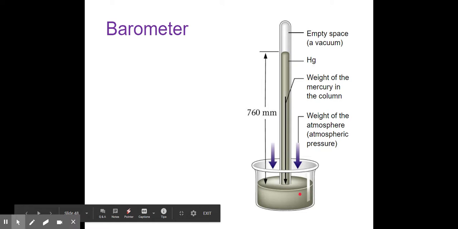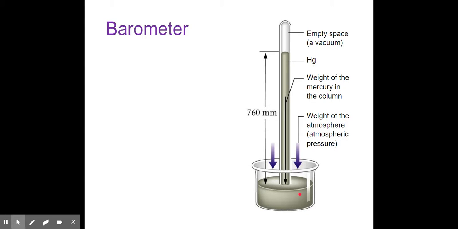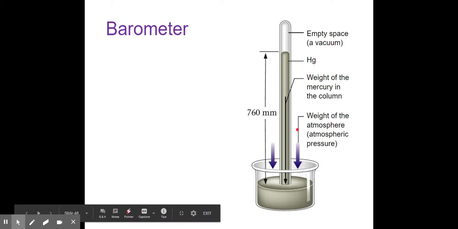We use mercury because it's got a very low volatility. It doesn't vaporize. It doesn't turn into a gas real easily. It's pretty dense, and so it stays there as liquid mercury. It doesn't off itself.